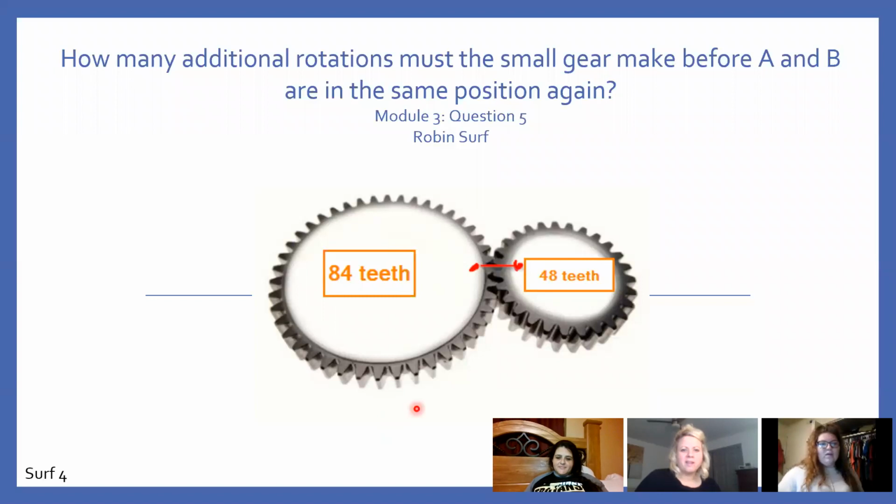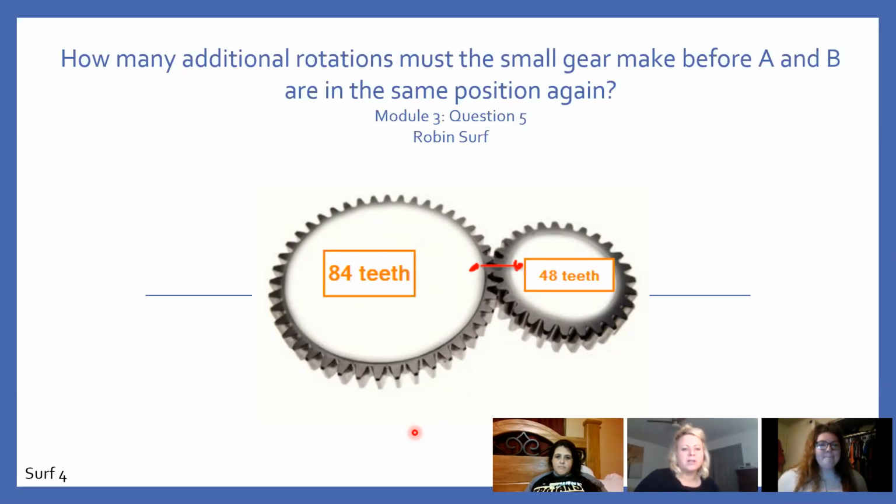All right, so Robin, how many additional rotations must the small gear make before A and B are in the same position again? Okay, so you can see here, I attempted to draw two dots, which are the same points of the two gears. The larger gear has 84 teeth and the smaller gear has 48 teeth. This question would like to know how many more rotations must the smaller gear make than the larger gear before these 2 points come back to the same position again.